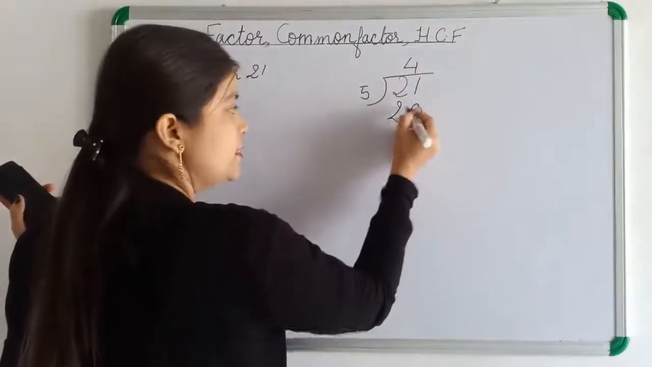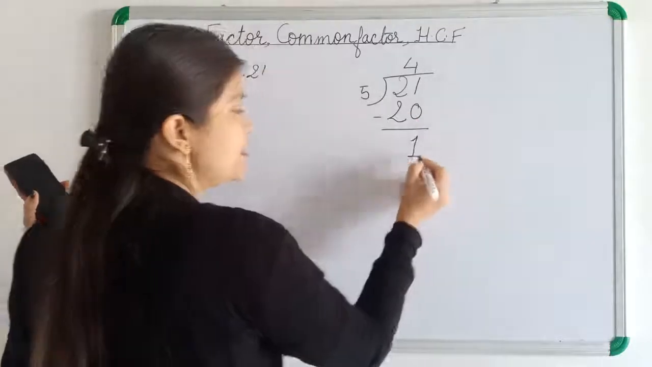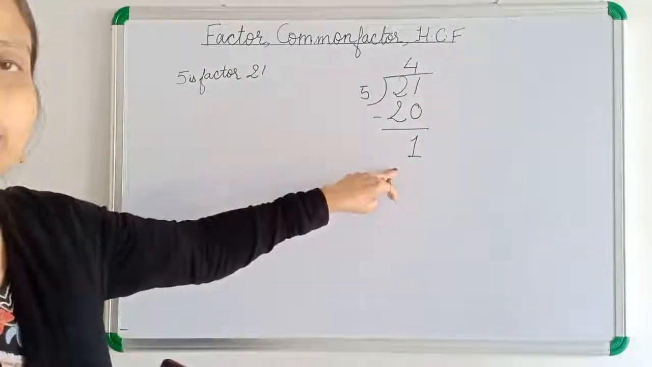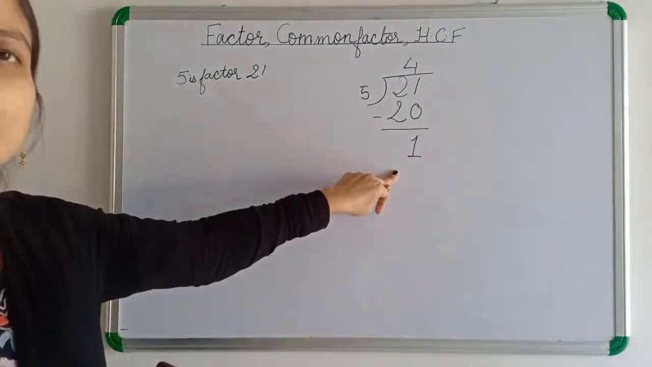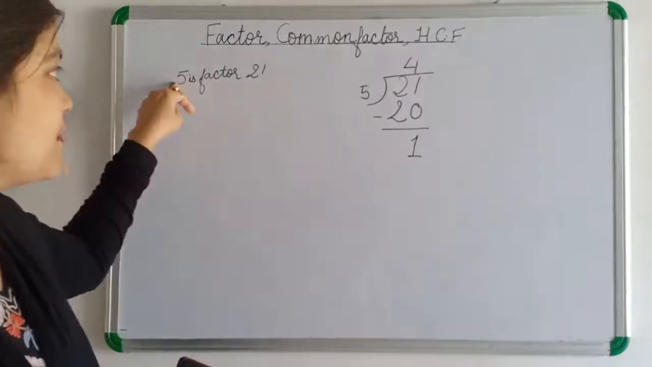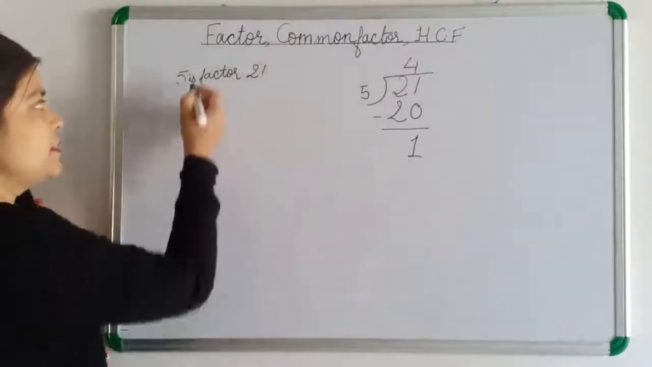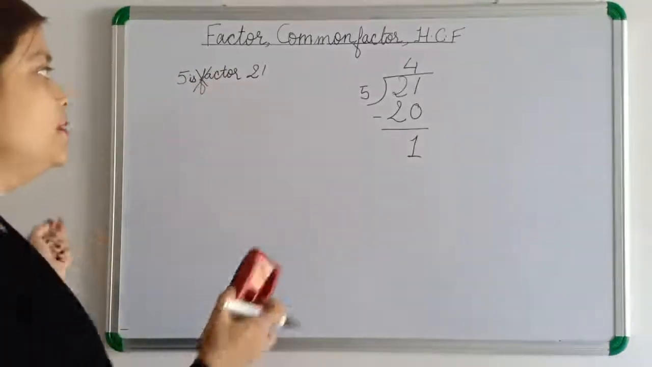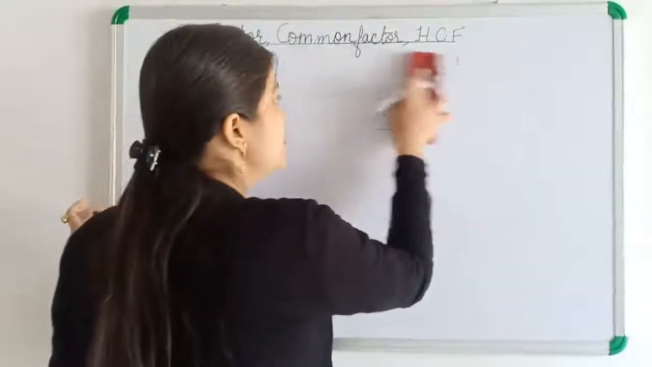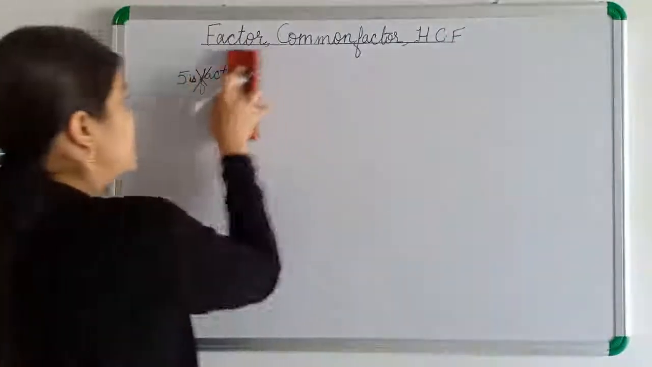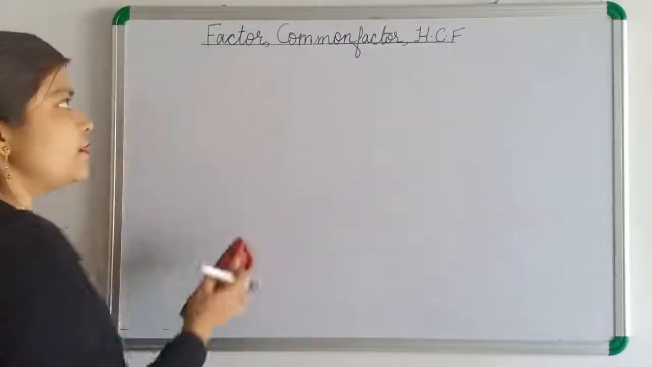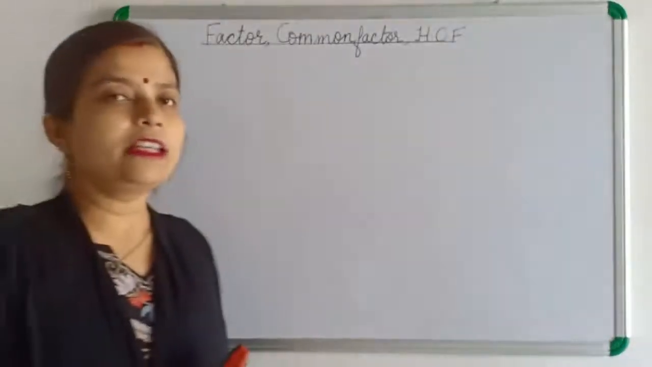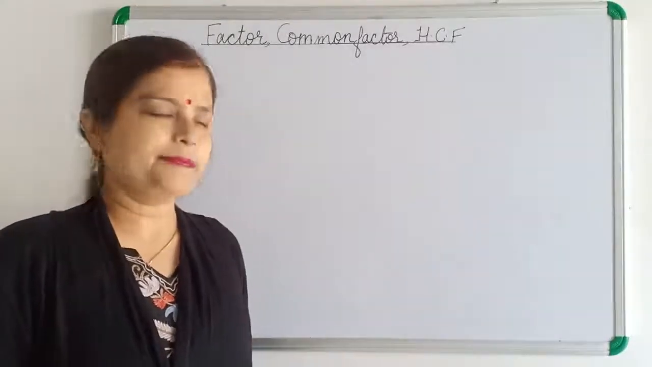You know the division now? And then there is 1 as a remainder. We didn't get 0 as a remainder. We get 1 as a remainder. It means 5 is not a factor of 21. So what is the definition of a factor? When we divide that number by a factor of that number, it leaves 0 remainder, no remainder.